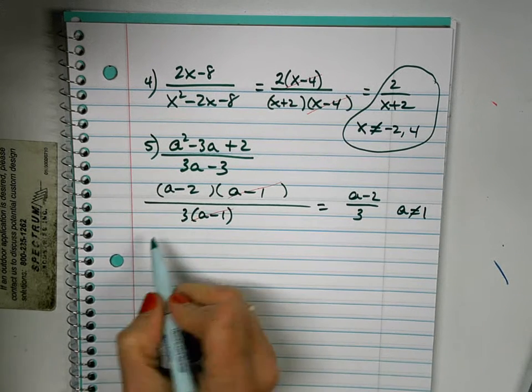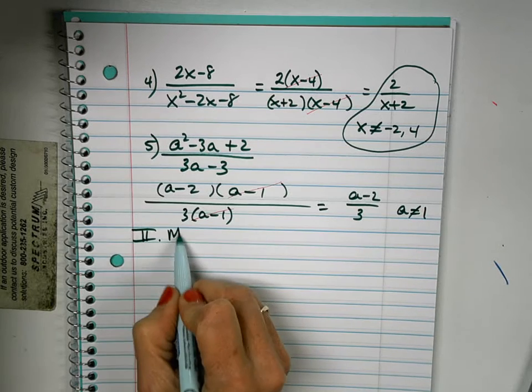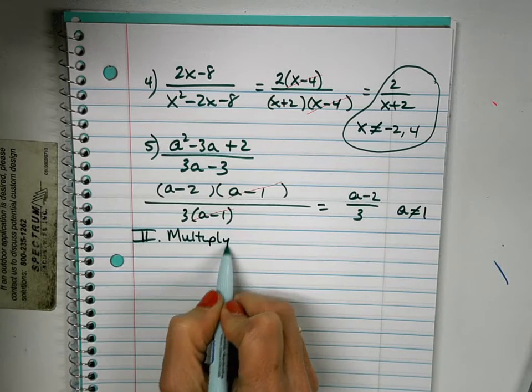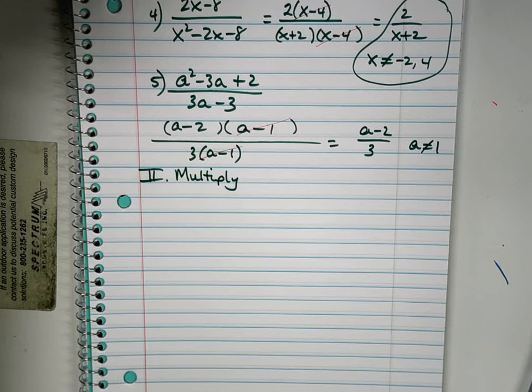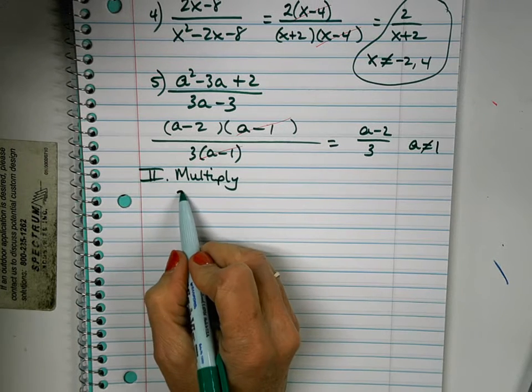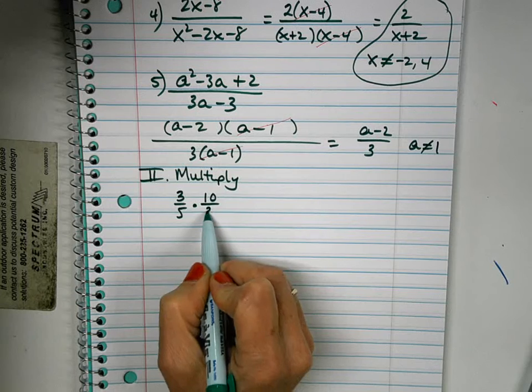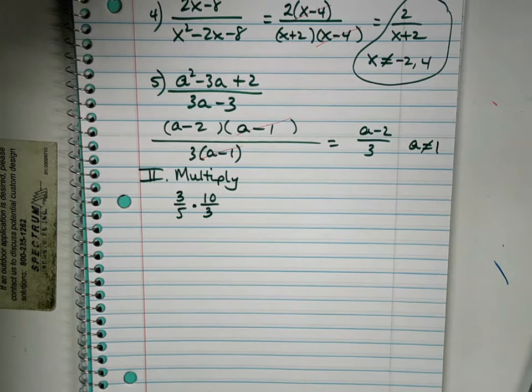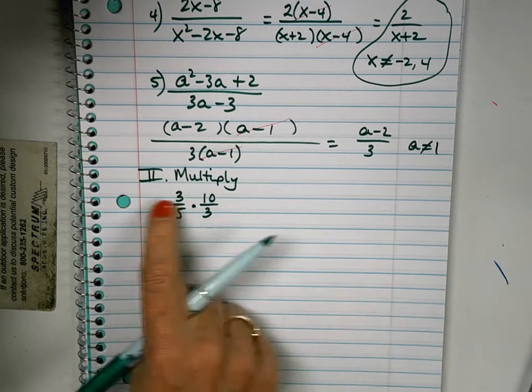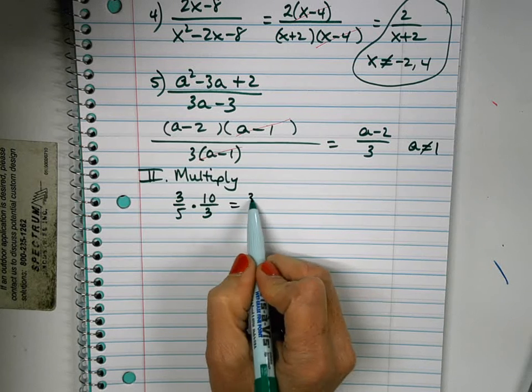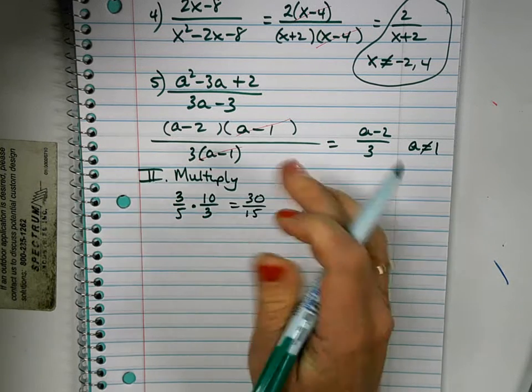Okay, number 2, multiply. So again, reviewing back to basic multiplying, if I had 3/5 and I multiplied it by, say, 10/3, when you multiply fractions, you can just multiply the top, straight across, and you can multiply the bottom. It doesn't work that way with addition and subtraction, but with multiplication it does. And so you could multiply this out and make it 30 over 15 and then reduce it from there.